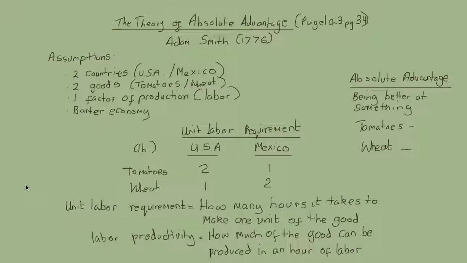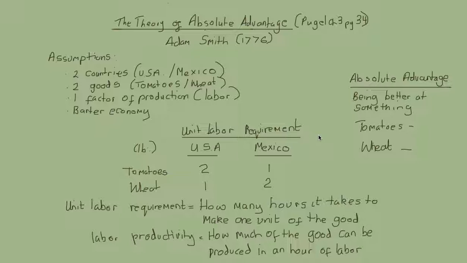So Adam Smith, writing in the 1700s, was using the labor theory of value, which you may have heard about if you know anything about Karl Marx. But that was the typical view of the time about where you derive the value of goods from. Goods are worth the amount of labor that is embodied in their production. So we have one factor of production, labor, and this is a barter economy. So if you want tomatoes, you'll have to give somebody some wheat, and if you want wheat, you'll need to give somebody some tomatoes.